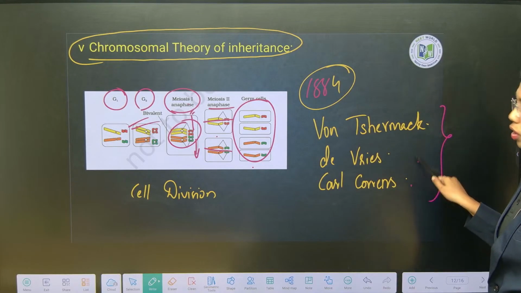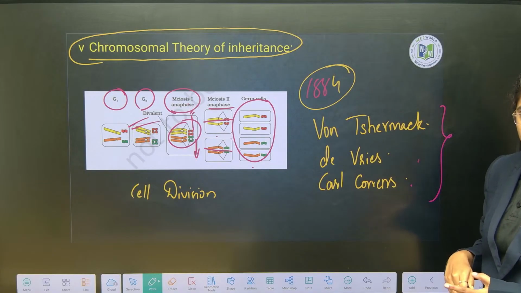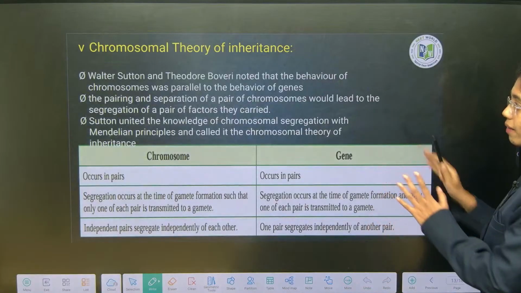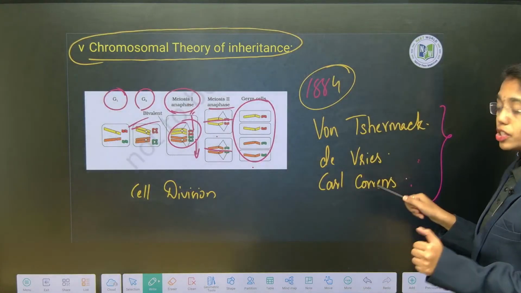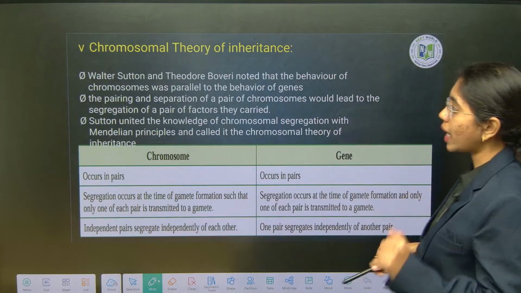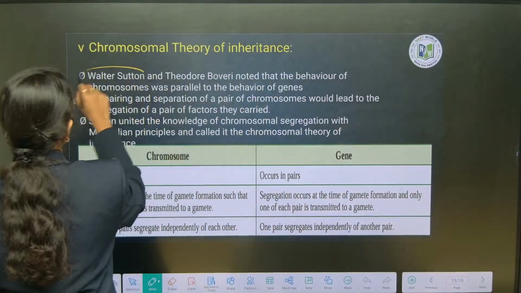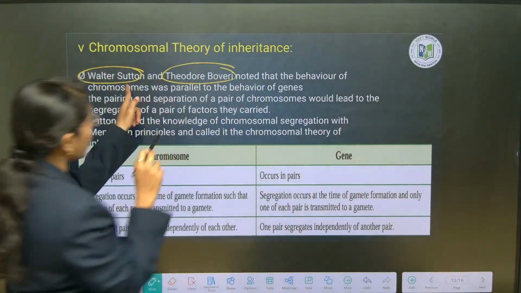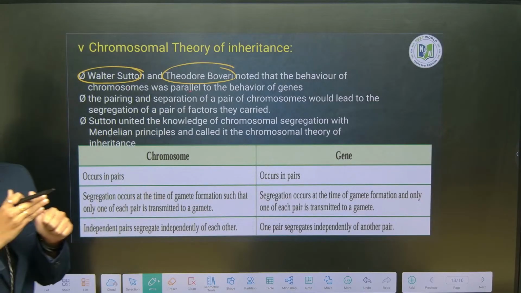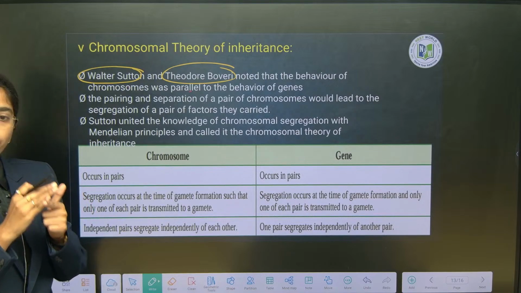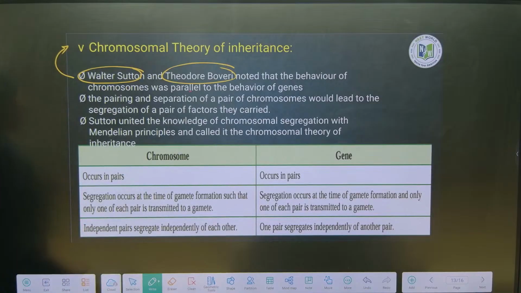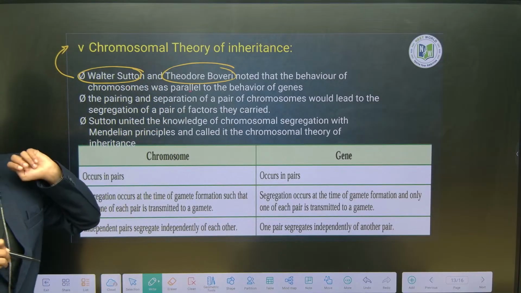Fine. Now, they got to know what cell division is, how it is happening, what the chromosomal movement and gene movement will be. As such, they discovered this. Now, based on Mendelian pattern of inheritance and chromosomal segregation, 2 scientists, Walter Sutton and Theodore Boveri, united chromosomal segregation and Mendelian pattern of inheritance, and they gave us the chromosomal theory of inheritance. What did they note according to these 2 laws or rules?